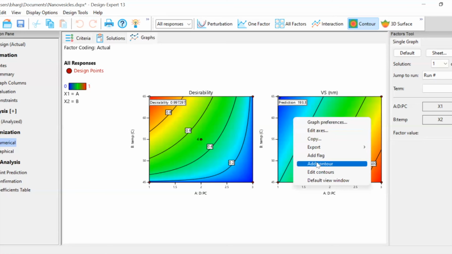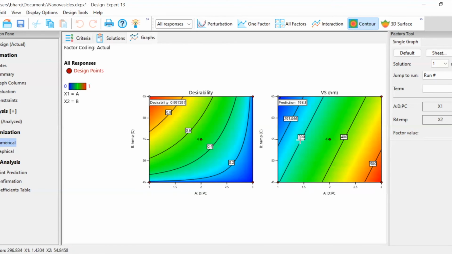Further, you can also add contours. Since a low vesicle size is required, you can observe. So here, by placing the point on 253.066 nanometer vesicle size, you can see x1 needs to be kept at 1 is to 1.25, and temperature needs to be maintained at 59.5. And further, in order to get a 300 vesicle size, 1 is to 1.4, and x2, that is temperature, can be kept at 55.1. So like this, you can add the contours and you can observe what space is required.